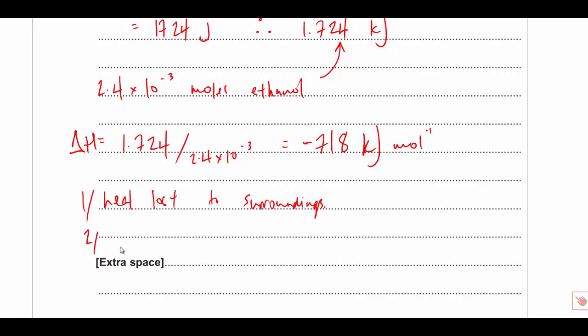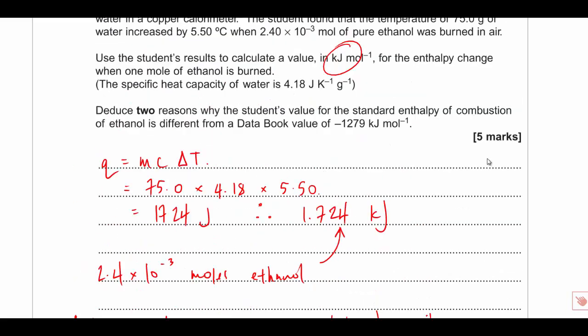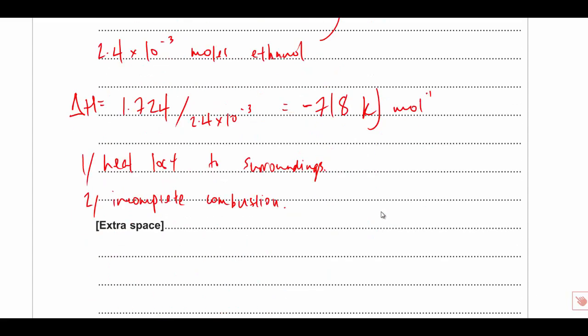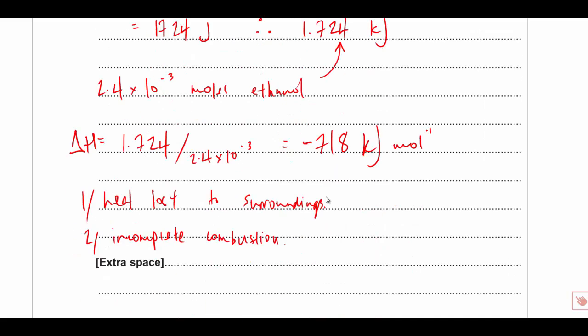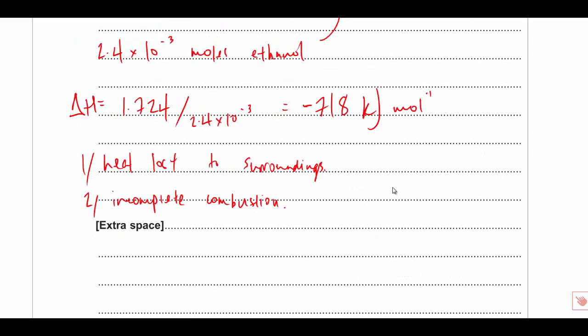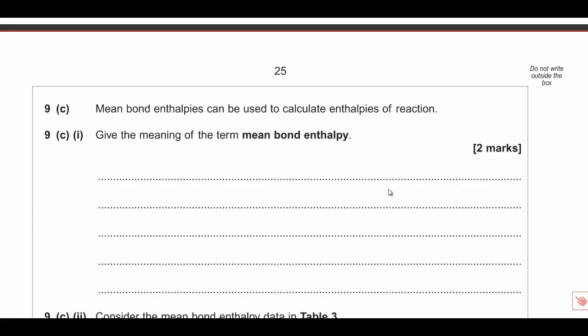The other one, I would probably go incomplete combustion. Not all of the ethanol combusted completely. We know it's given as the standard enthalpy of combustion, which is the idea of it being burned completely in oxygen. Obviously if there's a little bit less oxygen, it's going to be a different value. And if you've ever done this at school, it's incredibly inaccurate because of the heat loss, incomplete combustion, and all that. It's terrible, in fact.